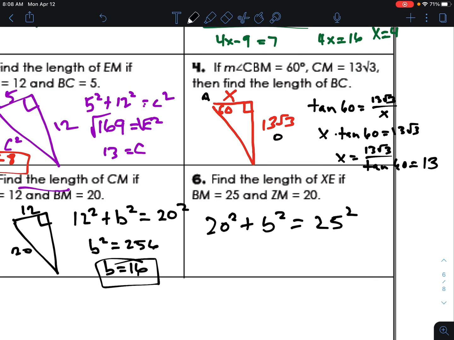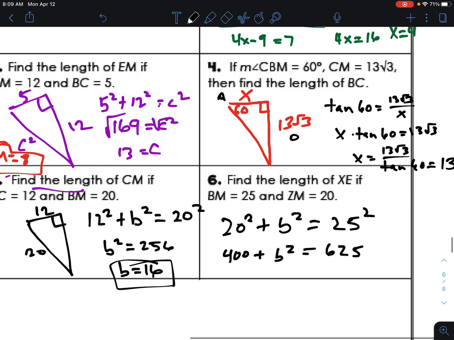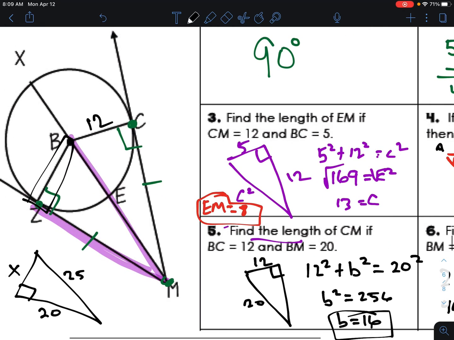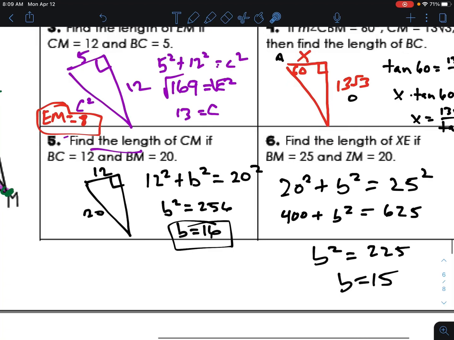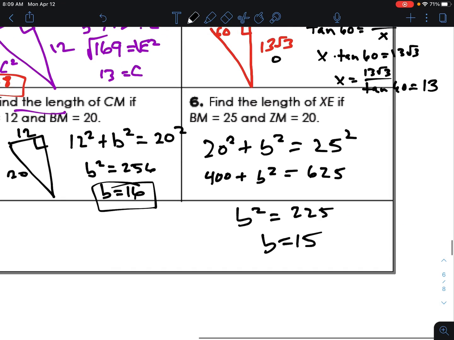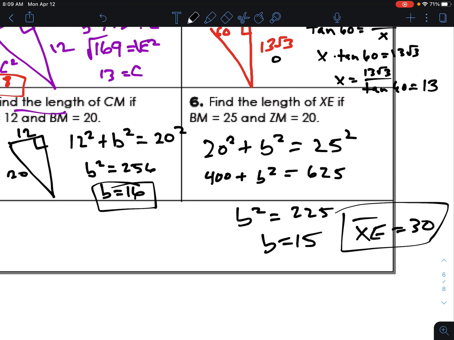And then we'll get 625. Subtract the 400, b squared is equal to 225. And the square root of 225 is going to give us 15. So I just found the radius. B to Z is 15, right? I just found this length, BZ. I want to find two of those. So 15 and 15 is 30. So XE equals 30. All right, so that's just using those properties, right?